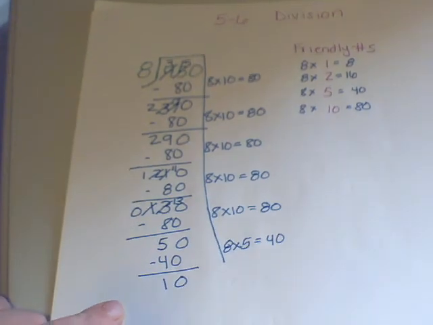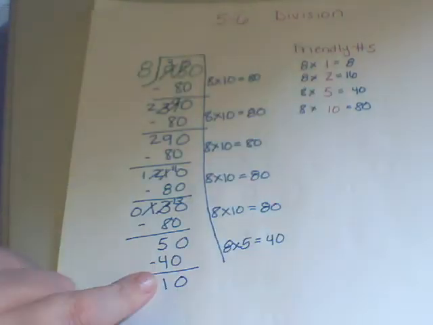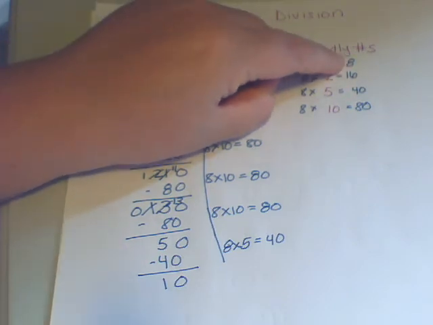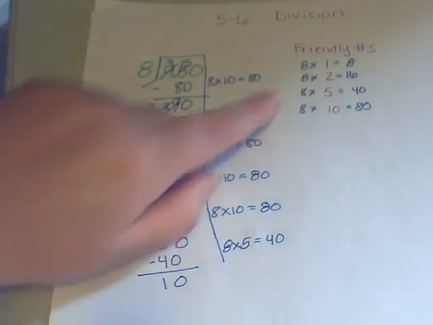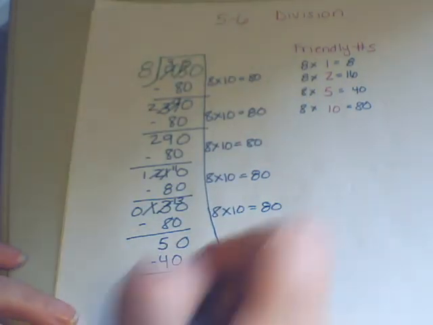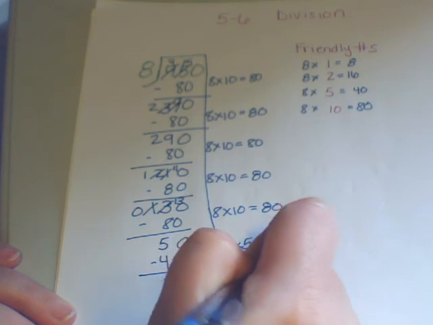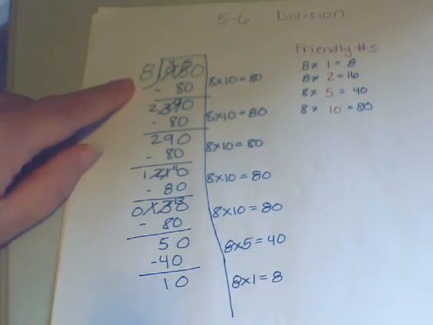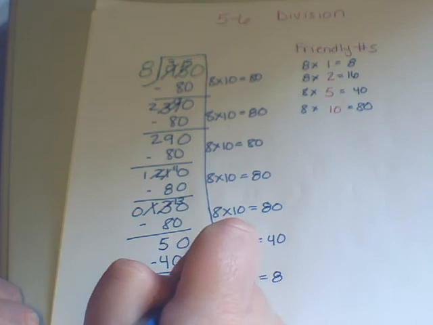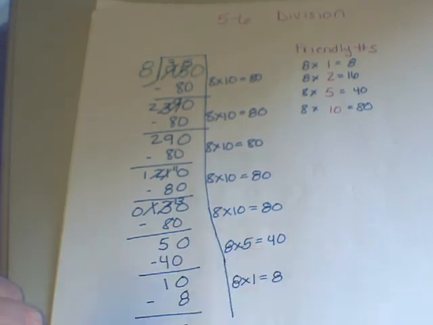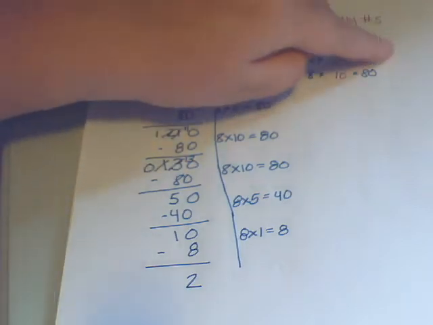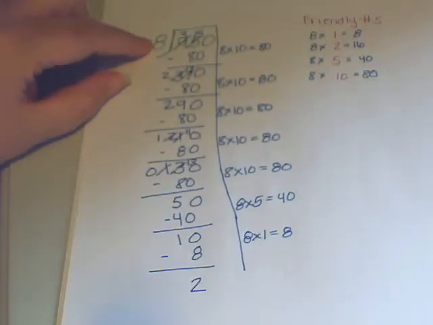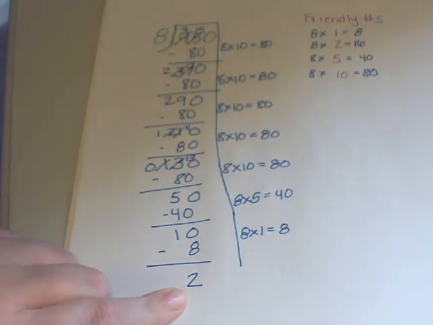Go back to my friendly numbers. What is the closest one to 10? 8 times 1 is 8. That's close to 10. 8 times 2 is 16. That's greater than 10. I cannot use 2. So I'm going to use 8 times 1, which is 8. When I subtract, I have 2 left over. If I look at my friendly numbers, 8 cannot go into 2. It's too big. So 2 is my remainder.